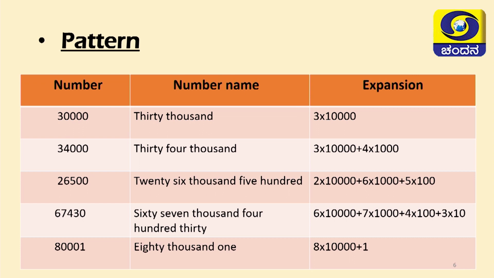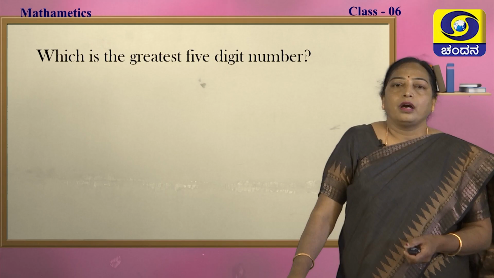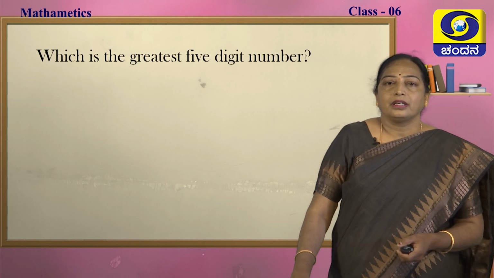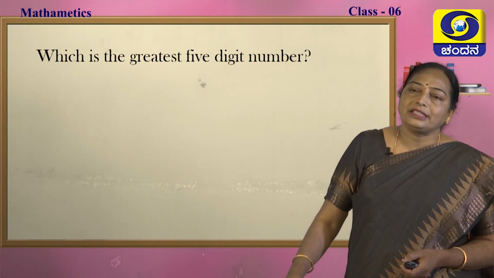Next one, 67,430. 6 into 10,000 plus 7 into 1000 plus 4 into 100 plus 3 into 10. Next number, how do we read that? 8001. 8 into 10,000 plus 1. Children, which is the greatest 5-digit number?